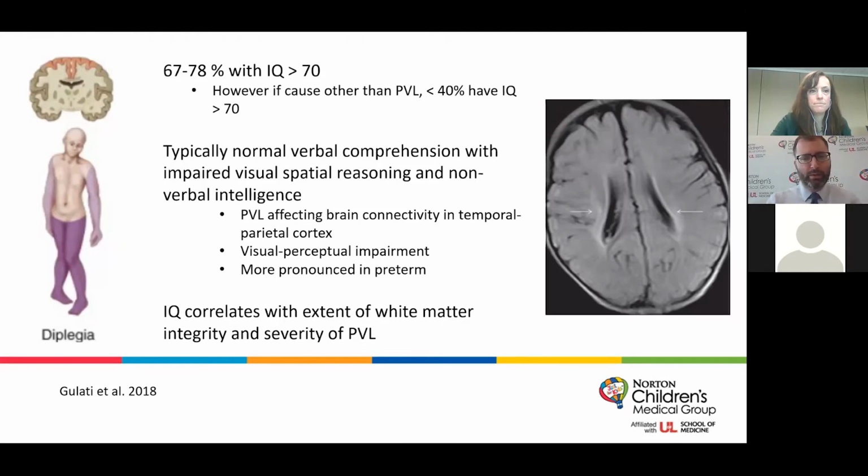And this isn't always perfect, but oftentimes the extent of injury can correlate sometimes with how severe their intellectual disability may be.